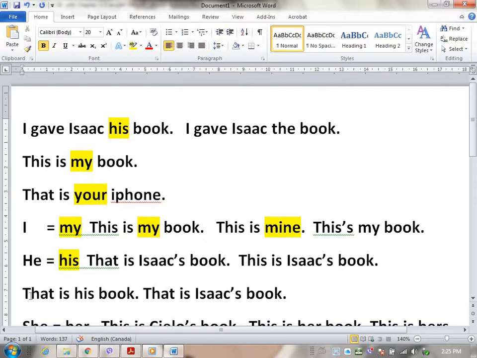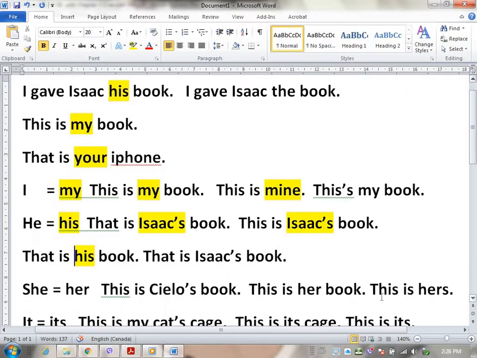Good. I could say, if I don't know the person's name, because now I know this is Isaac's book, or that is Isaac's book, but here I don't want to mention the person's name, then I say this is his book. Or maybe sometimes I don't want to mention the person's name. That is his book, you see? Then here, that is too far from me. Then we say that is. Or I could say, that is Isaac's book.